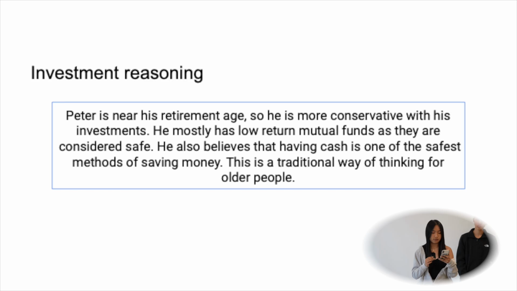His reason for all these investments is that he's near his retirement age, so he's more conservative with his investments. He mostly has low-return mutual funds as they are considered safe. He believes that having cash is one of the safest methods of saving money. This is the traditional way of thinking for older people. That's it.